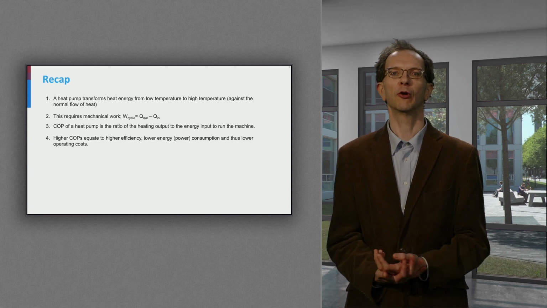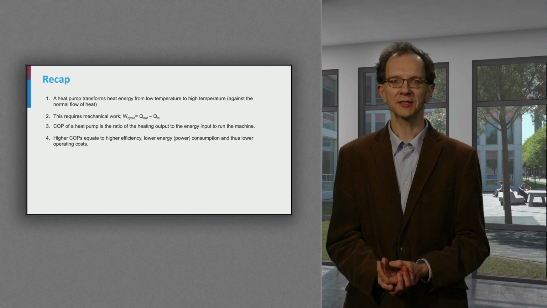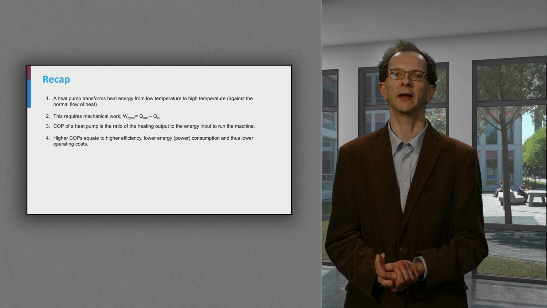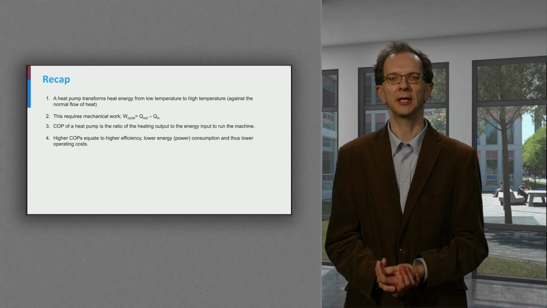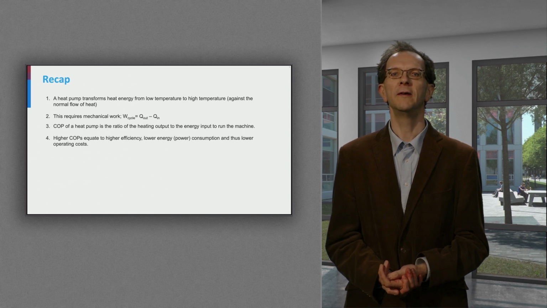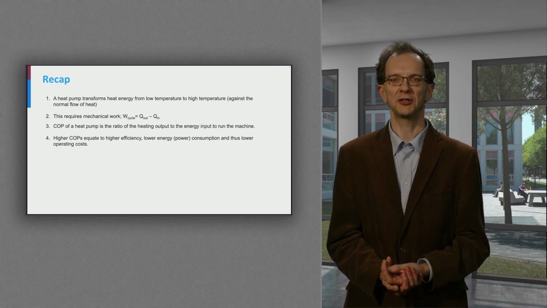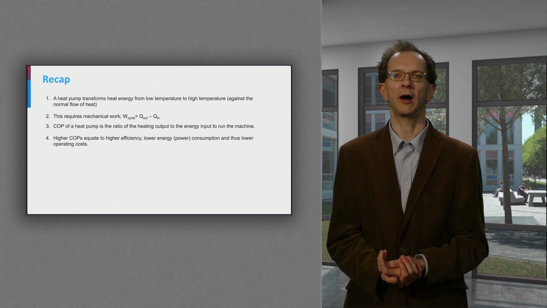To summarize our learnings, we have learned that a heat pump transfers heat from a low temperature to a high temperature against the flow of normal heat. This requires mechanical work. The work of the cycle equals Q out minus Q in. The COP of a heat pump is the ratio of the heating output to the energy input to run the machine. Higher COPs equate to higher efficiencies, lower energy or power consumption, and thus lower operating cost.